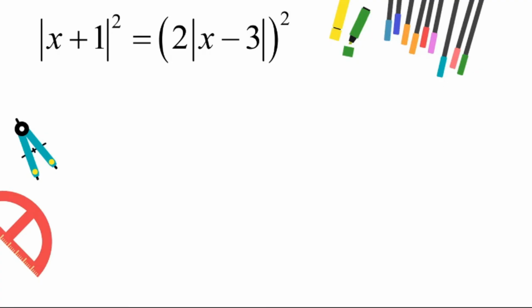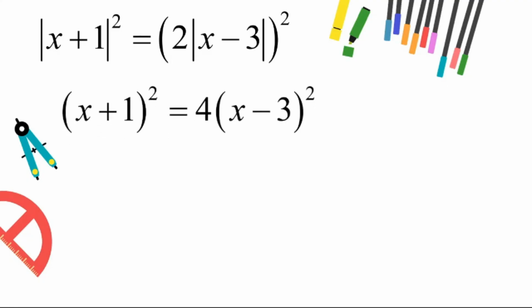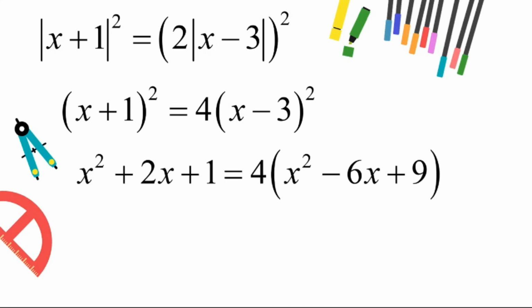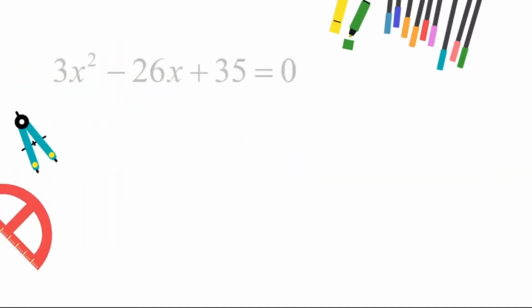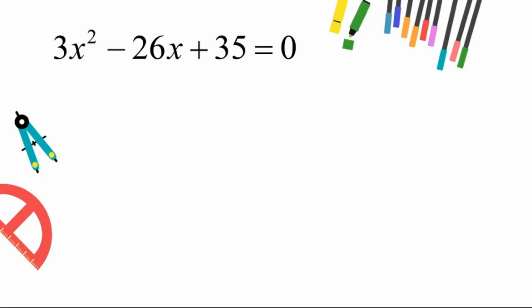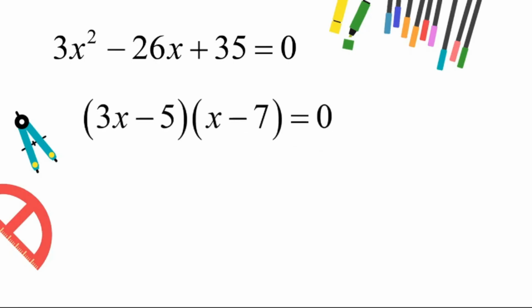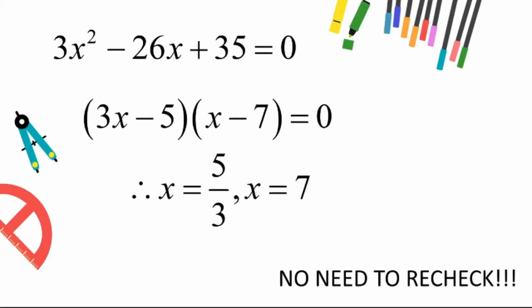And we know that it will be left with x plus 1 squared equals 2 squared, which is 4, times x minus 3 squared. Expand this quadratic equation, it will give me this. And simplify this. So it will give me 3x squared minus 26x plus 35 equals 0. This gives me a quadratic equation. So factorize this equation and it will give me 3x minus 5 times x minus 7. So my answer would be x equals 5 over 3 and x equals 7. For this type of question, we don't have to recheck.